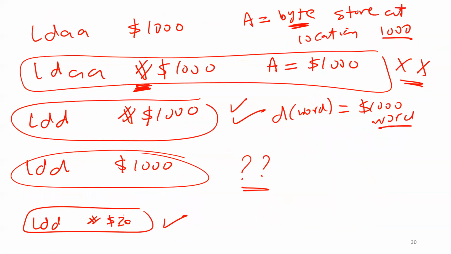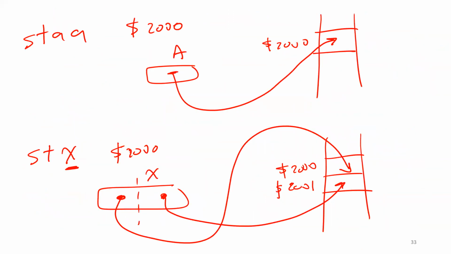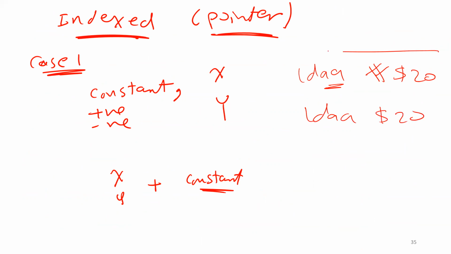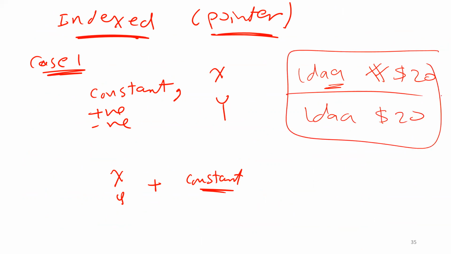Most of the students are good. I'm going to elaborate here in this case because I know most of the students are confused here. If I say load register A hashtag 20, or I say load A 20, there is a big difference between the 2 cases. Once you see hashtag, that means this is not memory. I'm not going to read anything from the memory. It has nothing to do with memory. I'm going to write number 20 in register A. Is that okay?